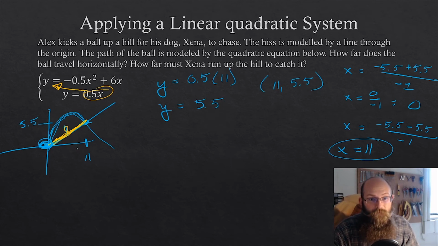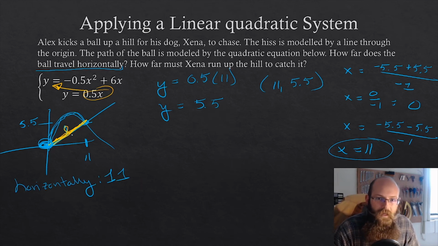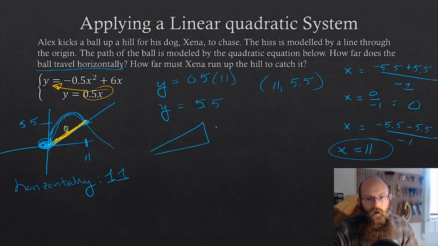But again, that answers just one of my questions. Horizontally, I've moved 11. But how far does the dog need to run? That yellowish, pumpkin spice slant right there, that's going to be this little triangle, right? I go up 5.5. I go over 11. What is my hypotenuse? So 11 squared plus 5.5 squared equals my hypotenuse, which I use as L.